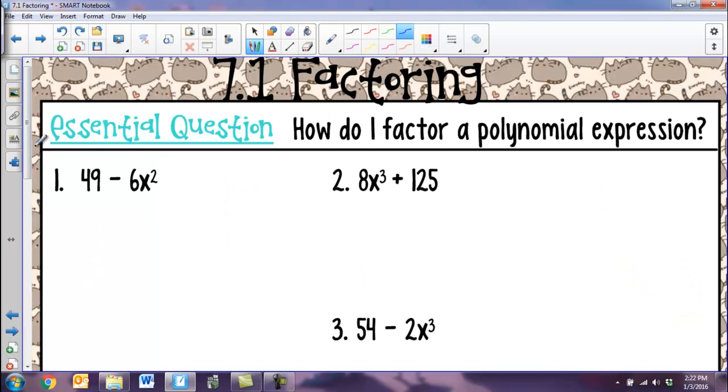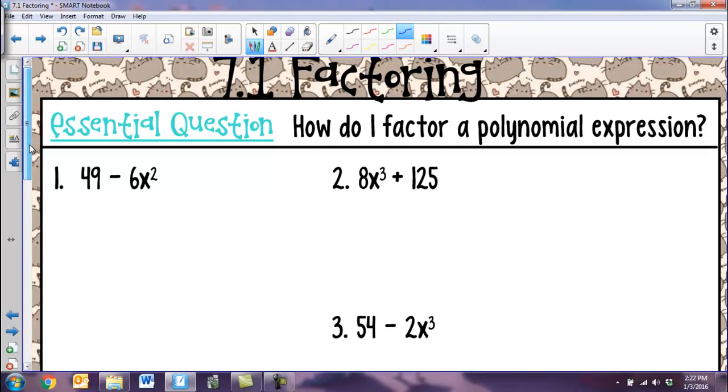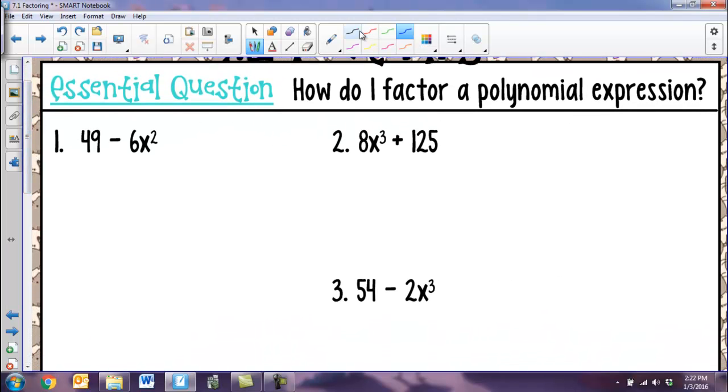Okay, so we're going to start pretty straightforward, except this definitely should say 64. Okay, sorry about that. I was like, that is not a perfect square. So we have 49 minus 64x squared. And right away you recognize 49 is 7 squared and 64 is 8 squared.